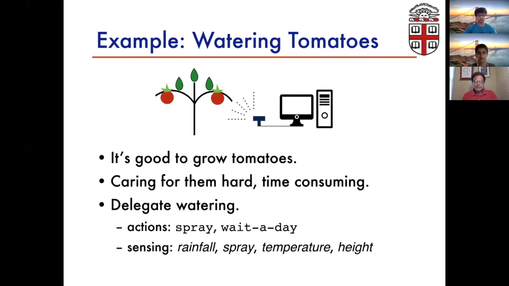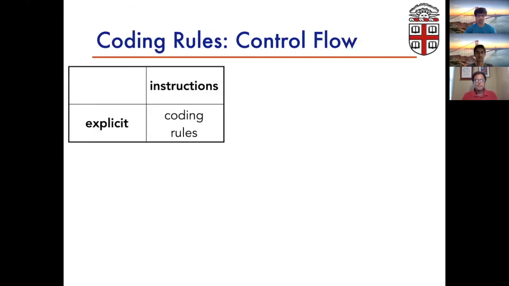On the sensing side, on the input side, I'm going to imagine it's got 4 different inputs: whether it rained yesterday, whether the computer sprayed the tomatoes yesterday, the temperature yesterday, and the height of the tomato plant. Obviously, there's tons of other things that we could measure that might matter. If you've ever watered tomatoes, there may be other things that you look at, like the brownness of the leaves and so forth, but I wanted to keep the example relatively simple.